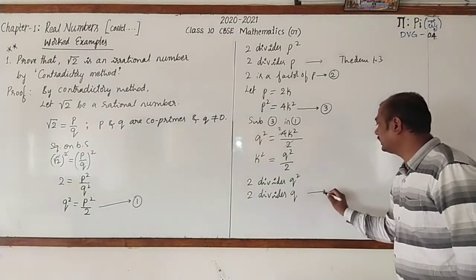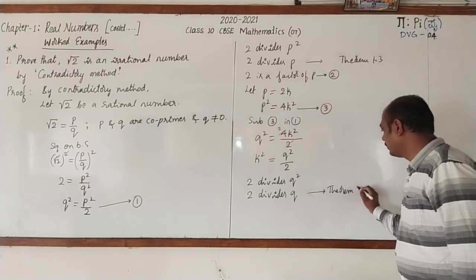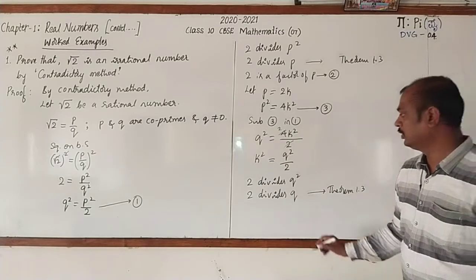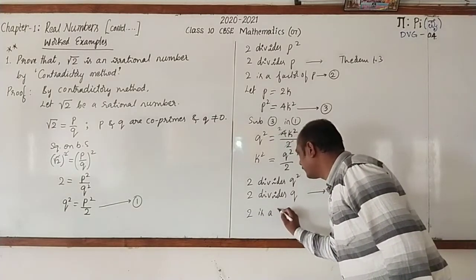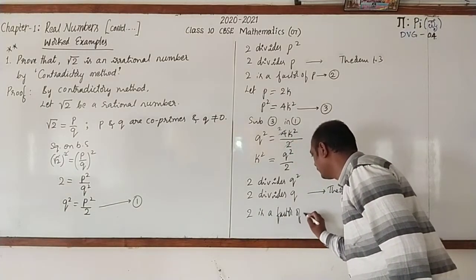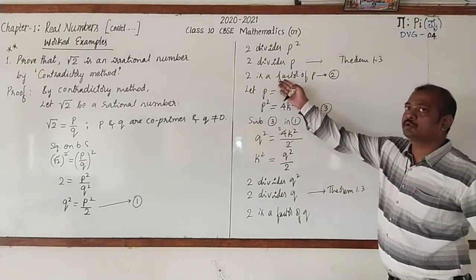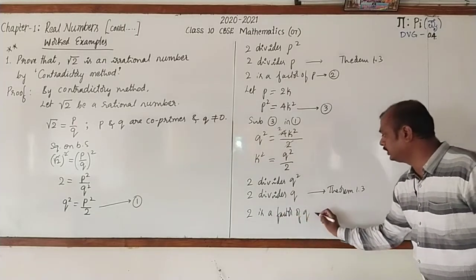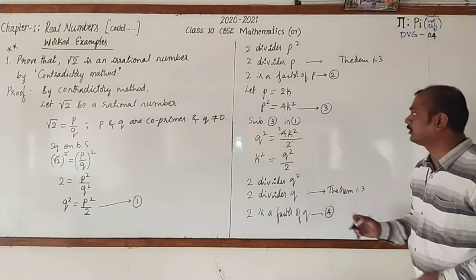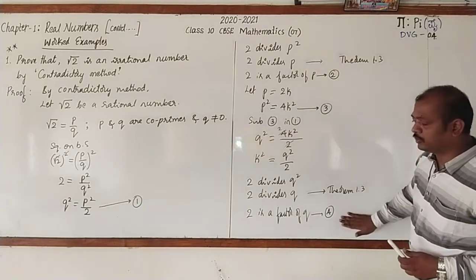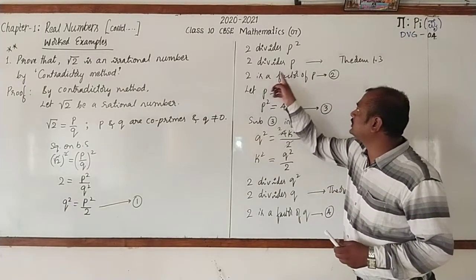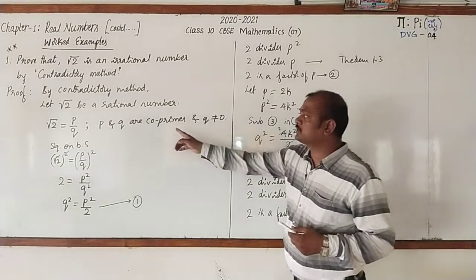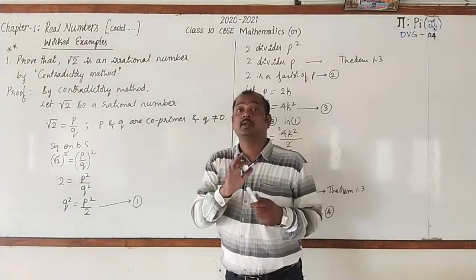It is according to theorem 1.3 again. If 2 divides q, 2 is a factor of q. See that? Here we have shown that 2 is a factor of p and 2 is a factor of q. I call this statement 4. From 2 and 4 we can come to know that 2 is a factor of both p and q. Right? But here what have we assumed? P and q are co-primes.